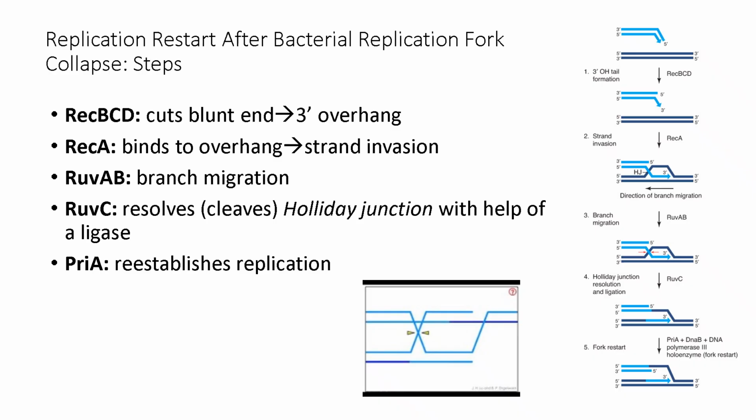RuvAB facilitates branch migration of the resulting Holliday junction, while RuvC cleaves and resolves the junction. Finally, PriA reestablishes the replication machinery, allowing synthesis to resume from the repaired fork.